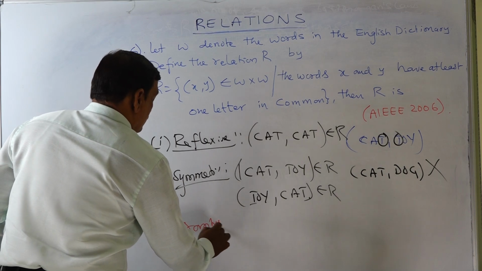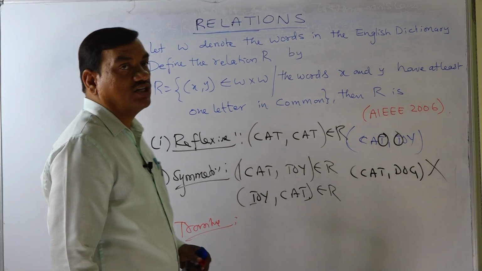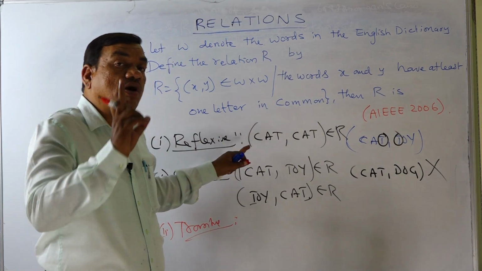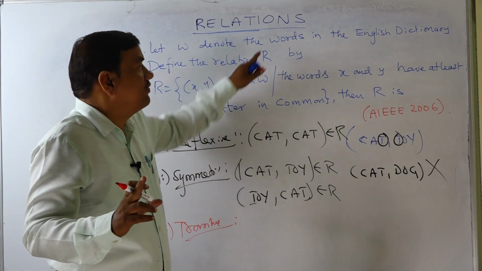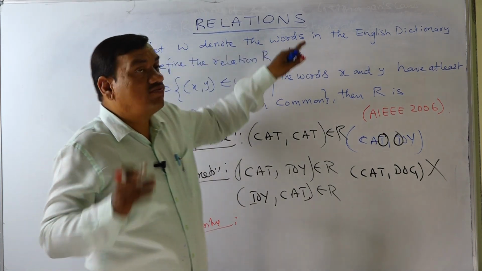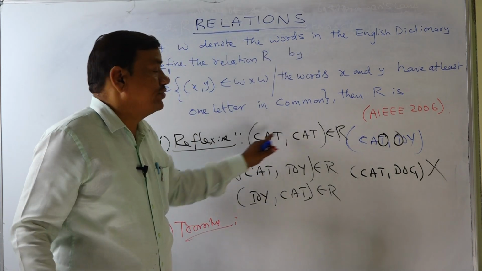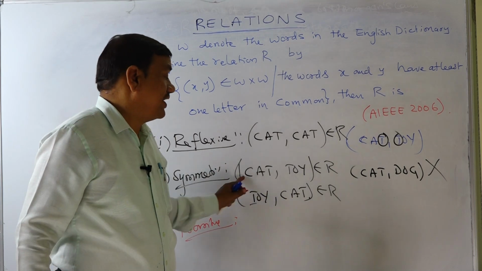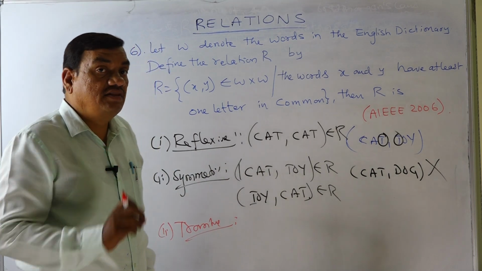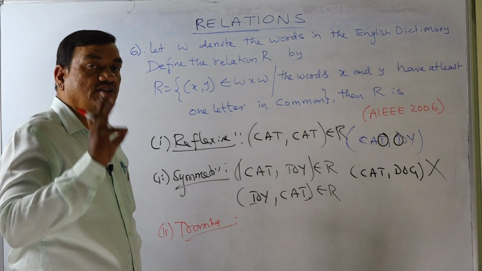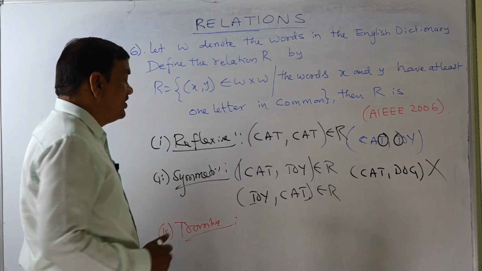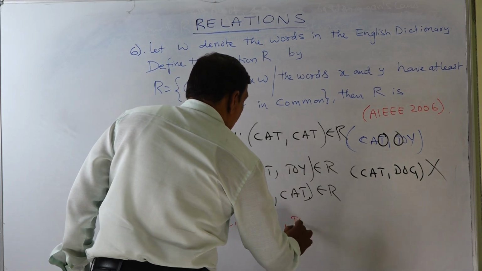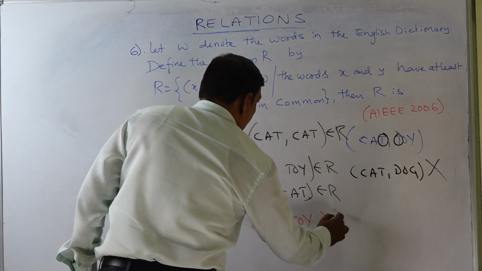Transitive relation. As I already told, to check the reflexive, you have to take only one word. Here W denotes the words, that means one word you have to take. To check the symmetric, 2 words you have to take. To check the transitivity, we have to take 3 words. Let us take the 3 words as CAT, TOY, YOU.